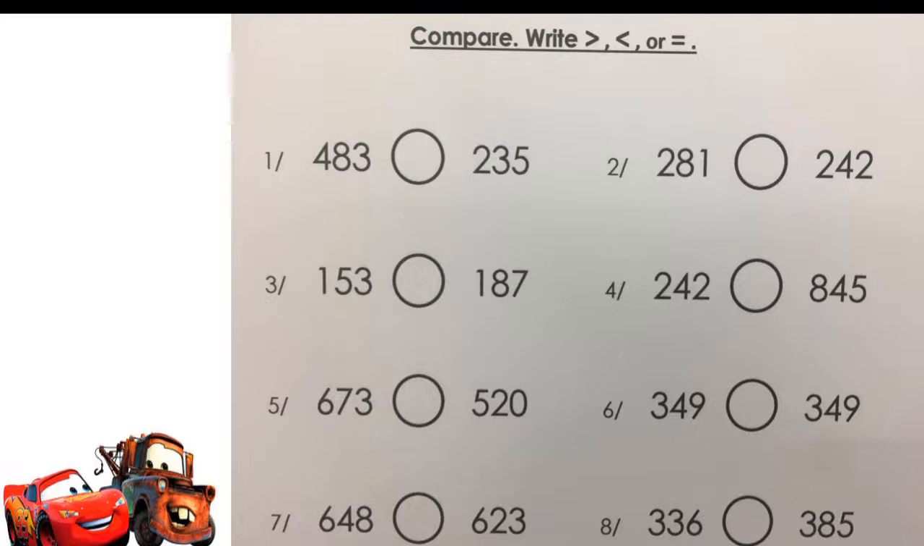Okay, here comes the answers. 483 and 235. We have 400 and 200. 400 is greater. 281 and 242. We cannot use hundreds, we compare using the tens. 8 and 4. 8 is greater. 153 and 187. We cannot compare using hundreds, we will compare the tens. 5 and 8. Which one is greater? 8. The Pac-Man will eat that.